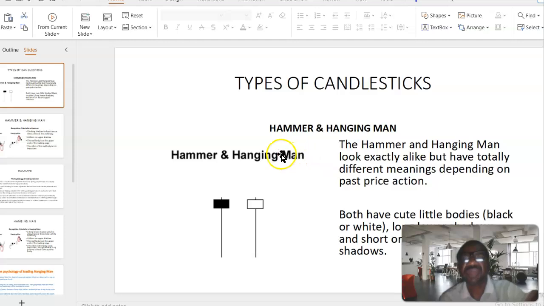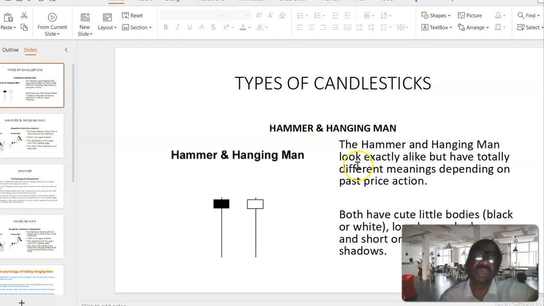The hammer and the hanging man look exactly alike, but have totally different meanings depending on the past price action. Both have a small body, black or white, that is, bear or bull. They have a long lower shadow and a short or absent upper shadow. This is the wick, this is the body, and this is the little wick at the top.